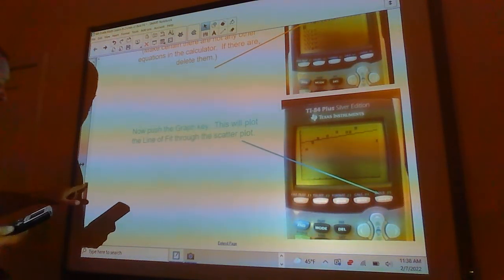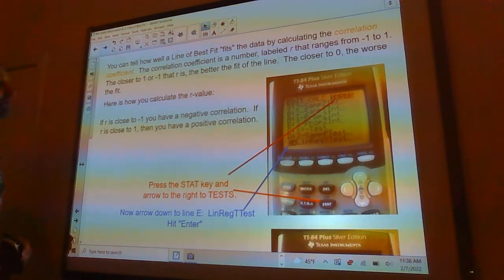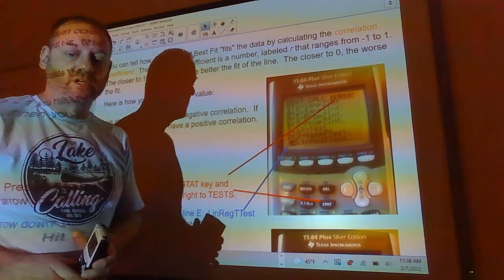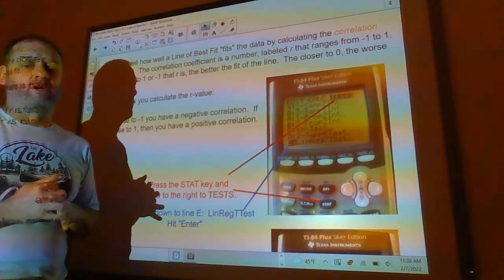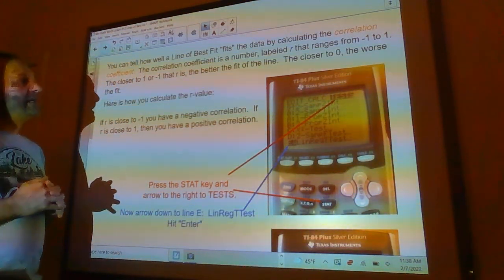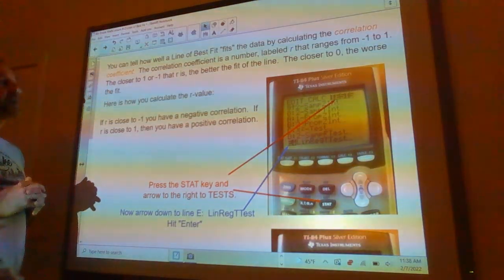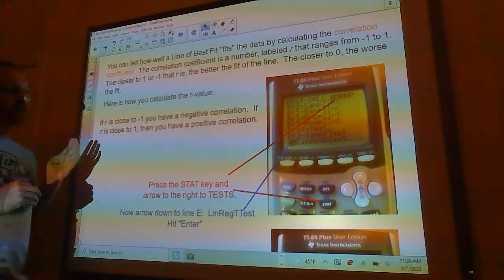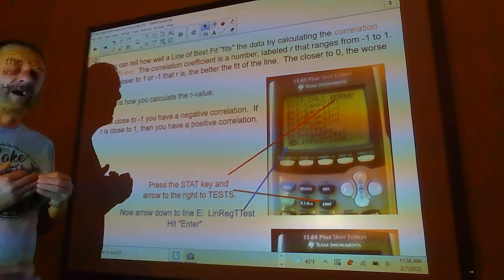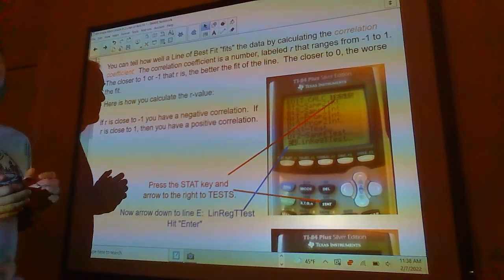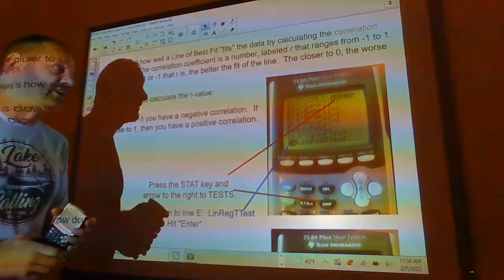So how do you tell if it's a good fit? Well, you look for something called a correlation coefficient. A correlation coefficient is just a number between -1 and +1. The closer it is to -1, the closer you are to a negative correlation. The closer it is to +1, the closer you are to a positive correlation. If you're near 0, then there's no correlation. And you want this thing to be pretty close to either -1 or +1.